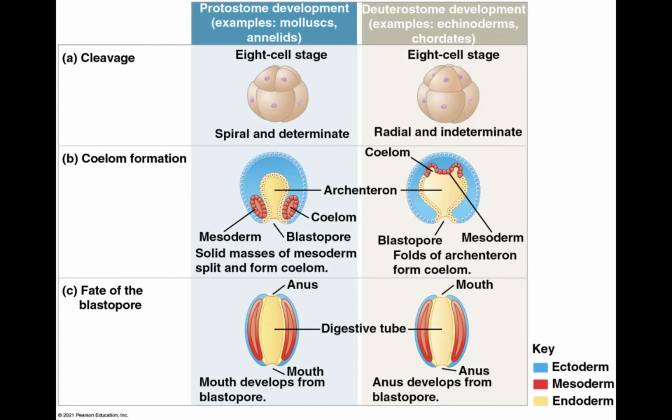And finally, with respect to the overall fate of the blastopore, in the development of protostomes, the blastopore will eventually form the mouth, while the anus will then form as the archenteron invaginates and then meets with the top of the epidermis or the ectodermal cells. However, in deuterostomes, the blastopore will eventually form the anus, whereas as the digestive tube develops and the top of the archenteron meets the ectoderm, in deuterostomes this will eventually form the mouth.